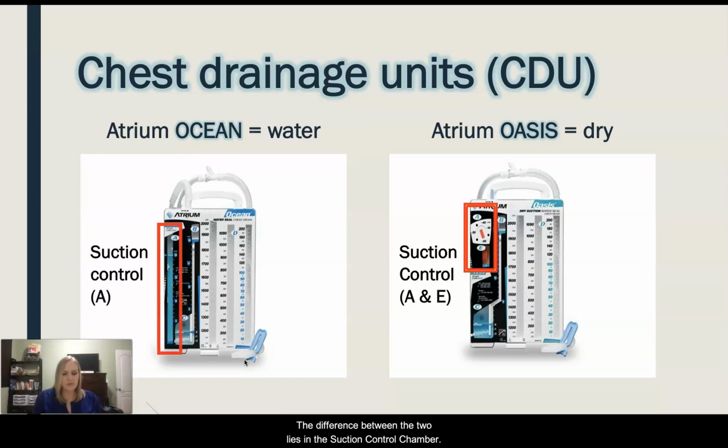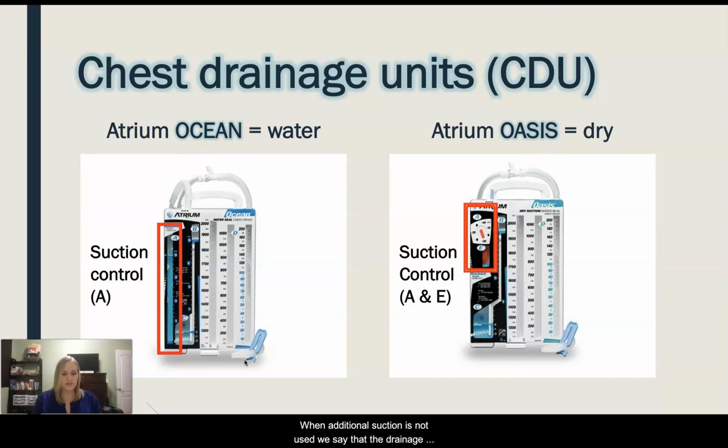The difference between the two lies in the suction control chamber. The suction control chamber is used to regulate suction pressure inside of the pleural cavity and restore negative pressure inside the thoracic cavity. For proper drainage, the unit must remain below the patient's chest. The suction control chamber on each drainage system is noted with the letter A on the unit. The chest tube system can be hooked up to a wall suction to assist in increasing the rate at which fluid or air is evacuated from the pleural space.